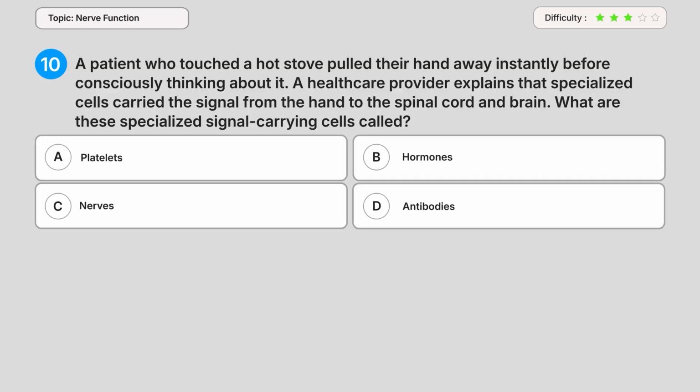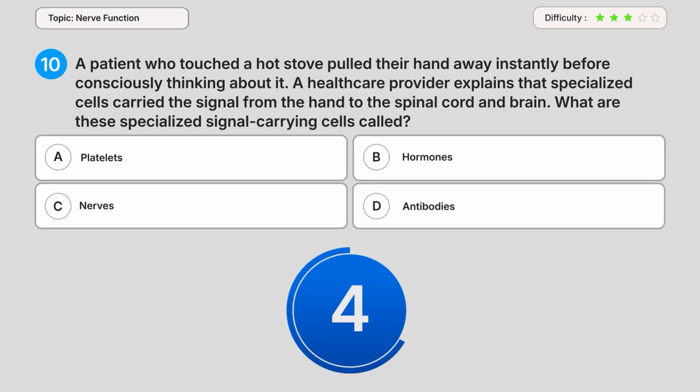A. Platelets. B. Hormones. C. Nerves. D. Antibodies. Do you know the answer?